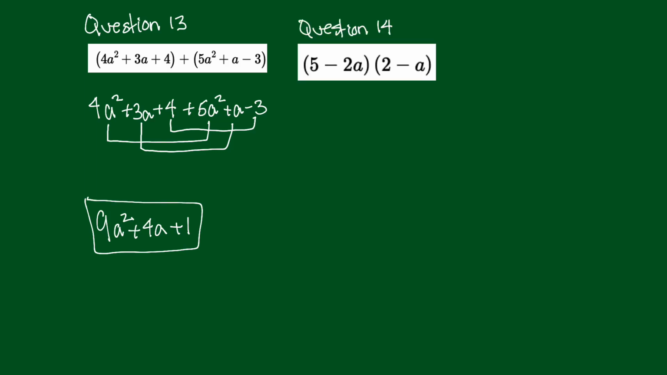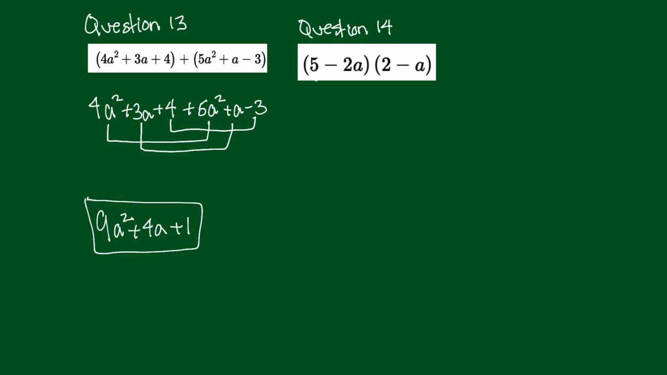In 14, we're multiplying two binomials together. I got 5 minus 2a, there's 2 terms. 2 minus a, there's 2 terms. So binomial times binomial. Now, it looks different than the ones we've done before, because usually the variable is out in front. Now they're second. And instead of the first term, they're the second term. But it's okay. Let's just multiply as we normally do.